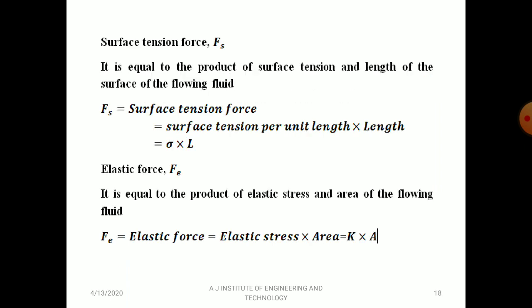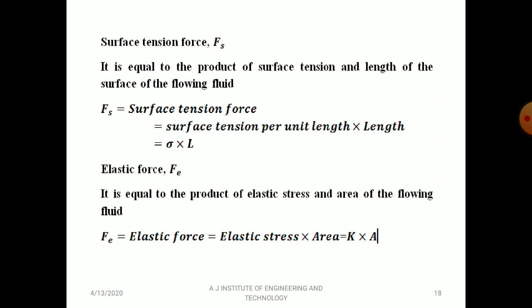Next, surface tension force Fs. As we all know, surface tension is a force acting per unit length. Unit is Newton per meter. So surface tension equal to force by length. In order to get surface tension force, you have to multiply surface tension, that is sigma, into length. It is equal to the product of surface tension and length of surface of the flowing fluid. So Fs equal to surface tension per unit length, that is sigma, into length. When you multiply Newton per meter by length, you get Newton, that is the surface tension force, sigma into L.